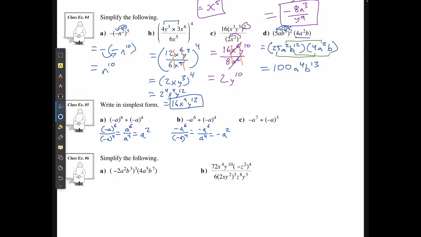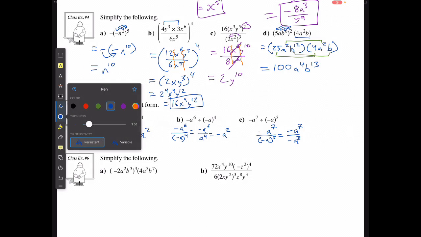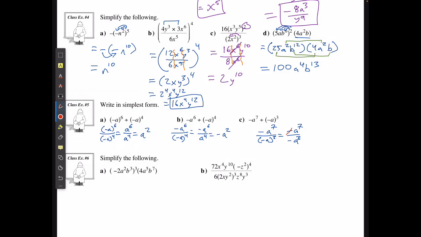For example C, I have negative a to the 7 divided by (negative a) to the power of 3. In the denominator, that negative 3 times is still going to be negative, so it's actually going to be negative a to the power of 3. And I can see that I have a negative on the top and negative on the bottom, so the negative cancels out. And then a to the 7 divided by a to the 3 gives me a to the 4.